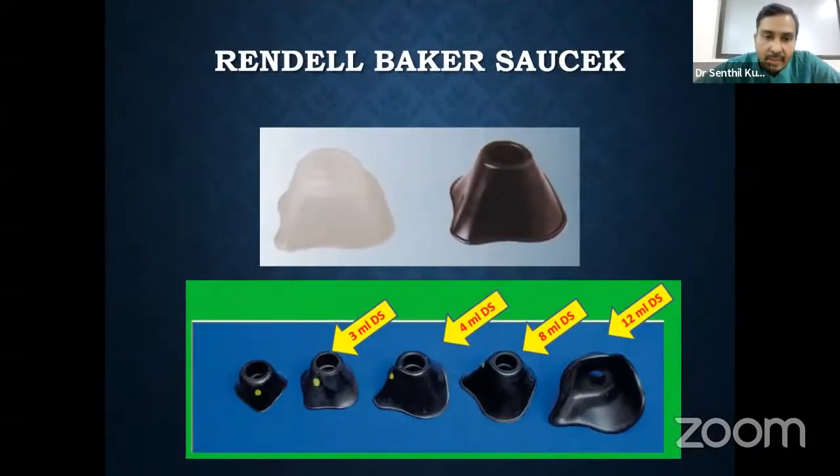Coming to the important part in pediatric cases, as I said, the dead space is going to be a very important problem while using this mask. That's why we have the Rendell-Baker-Soucek mask, where there is no seal at all, and the body is very, very small, so that we will be able to easily mask ventilate the patient with very little dead space. You can see here, this pediatric mask, unlike the adult mask which has 70 to 100 ml, has a dead space of 3 ml, 4 ml, 8 ml, and the maximum is 12 ml only for this RBS mask. So remember, when you are ventilating a pediatric case, especially with a low tidal volume, the dead space in the mask is going to be the biggest issue.